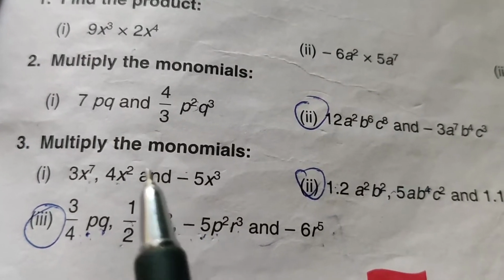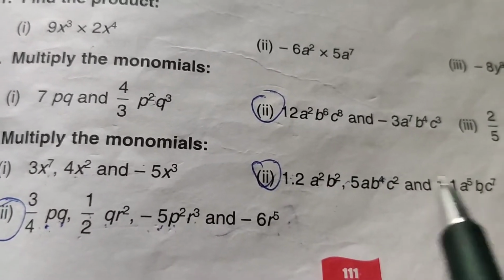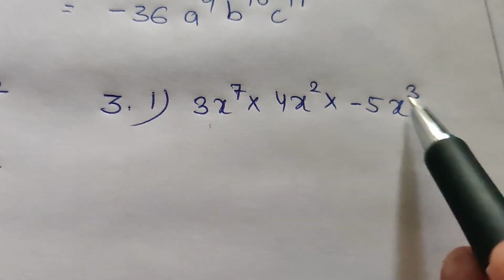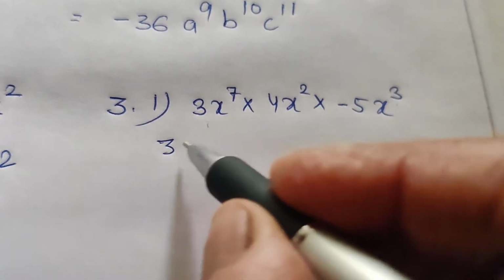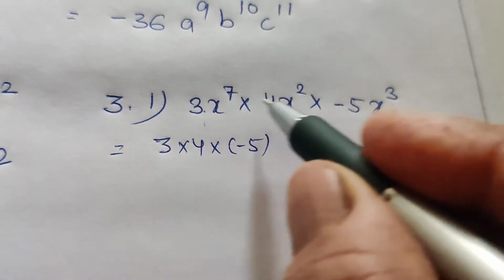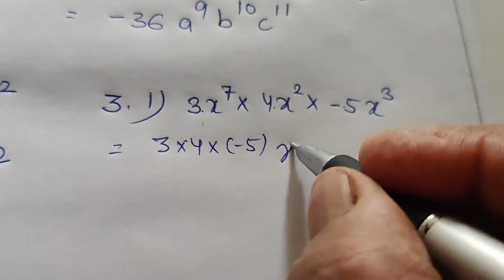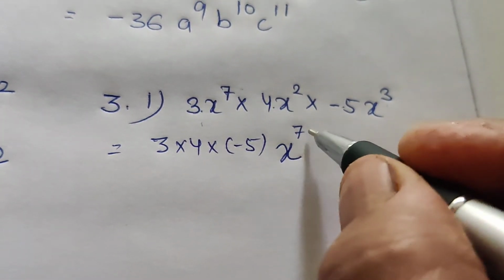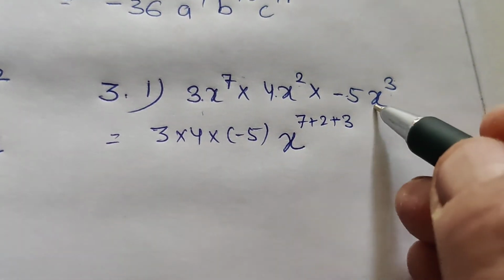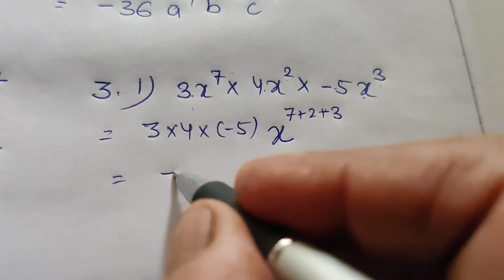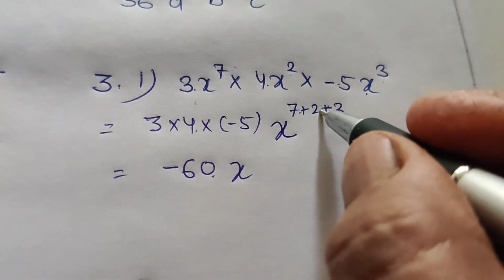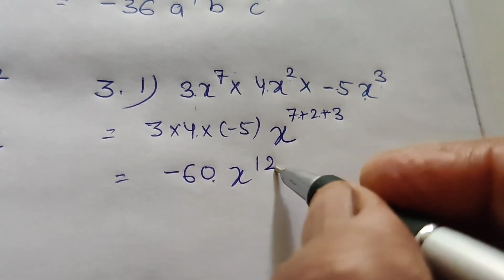Question number 3, multiply the monomials. Okay, 3 monomials. First, 3 into 4 into minus 5, and x raised to power 7 plus 2 plus 3. Just add the powers of the same variable. 12 5s are 60, and x raised to power 7 plus 2 is 9, 9 and 3 is 12.